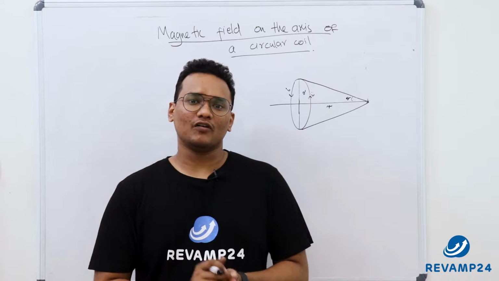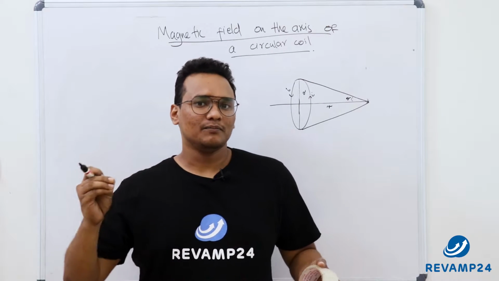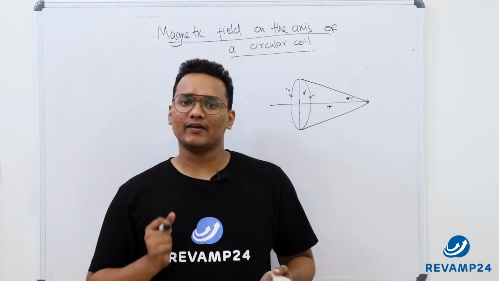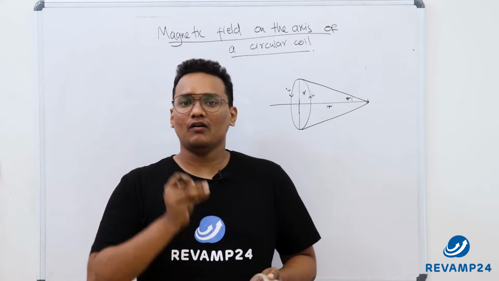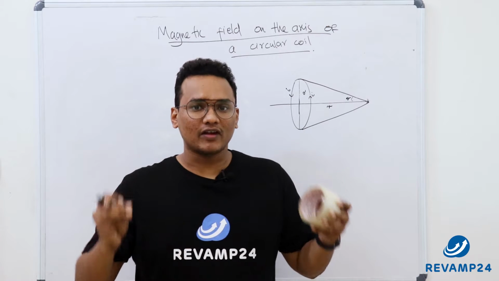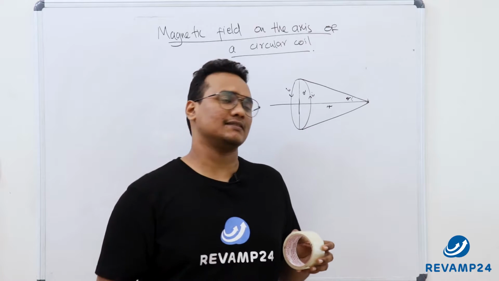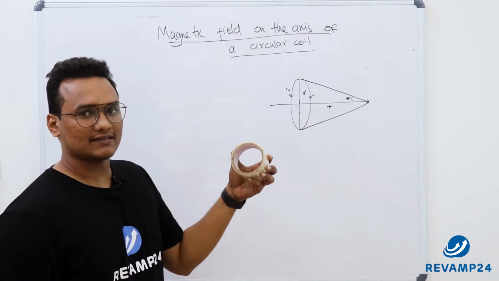In the previous video, we derived an expression for the Biot-Savart law, which was μ0 I dl sin θ divided by 4π r squared. Now we will apply the equation here to get the magnetic field due to a current carrying circular loop at its axis. So this is the current carrying circular loop.